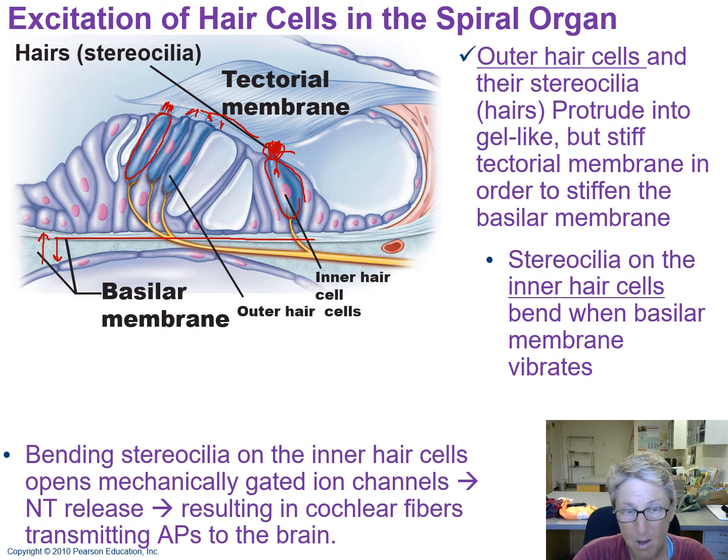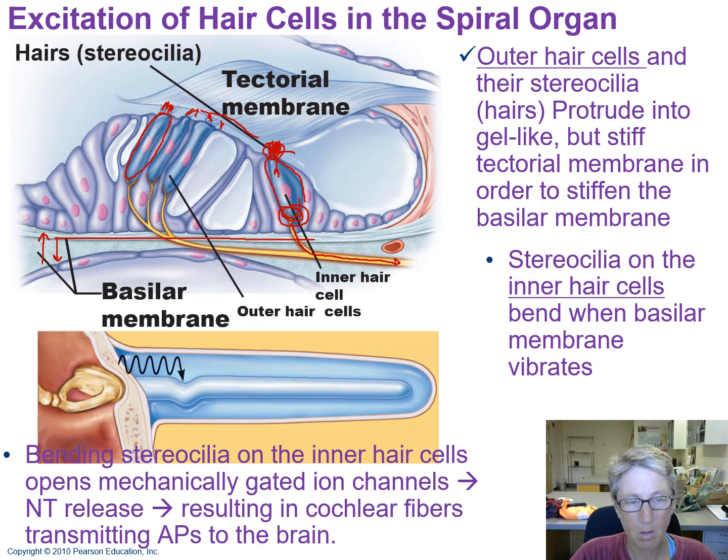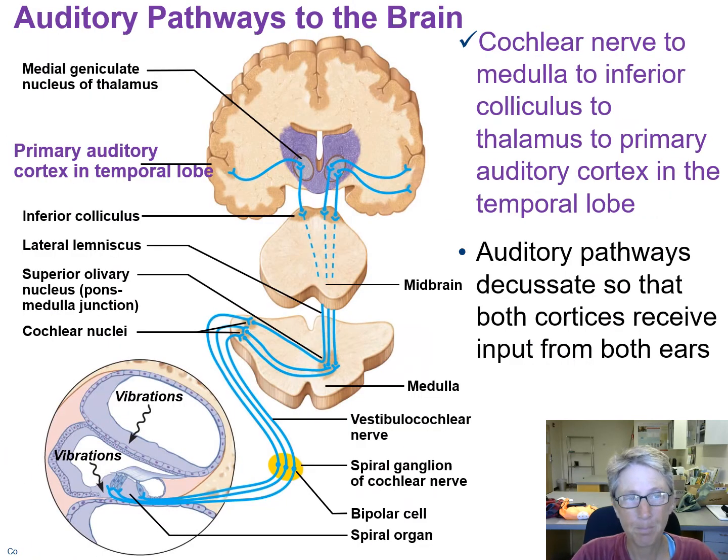And if there's enough bending and enough ions coming into the inner hair cell, then the inner hair cell will release a neurotransmitter here onto the sensory afferent neuron, and then the sensory afferent neuron will send an action potential through the cochlear nerve back to the brain, and you'll say, oh, I just heard you say that.